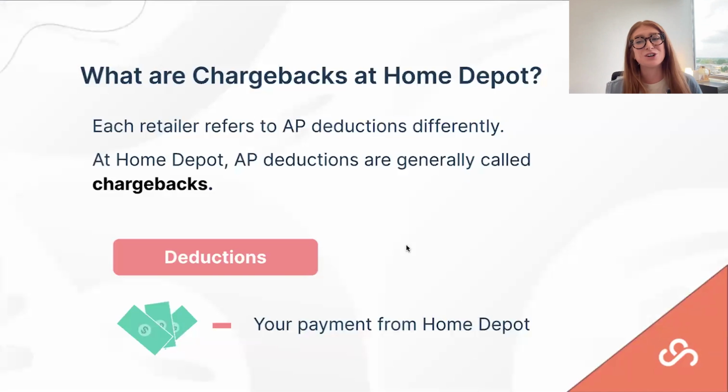So yeah, I'm sure everyone on the call is probably familiar with chargebacks at Home Depot. We know them, we probably don't love them that much. But what are they? They're the deductions, the AP deductions. Home Depot, probably a little bit dissimilar to some of the other retailers, does refer to them as chargebacks. But it's anything, of course, where Home Depot is withholding some sort of payment from your invoice.